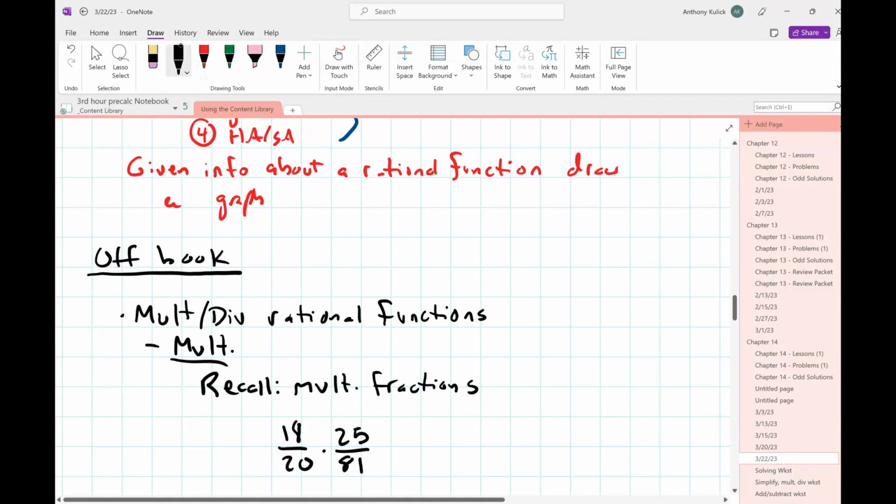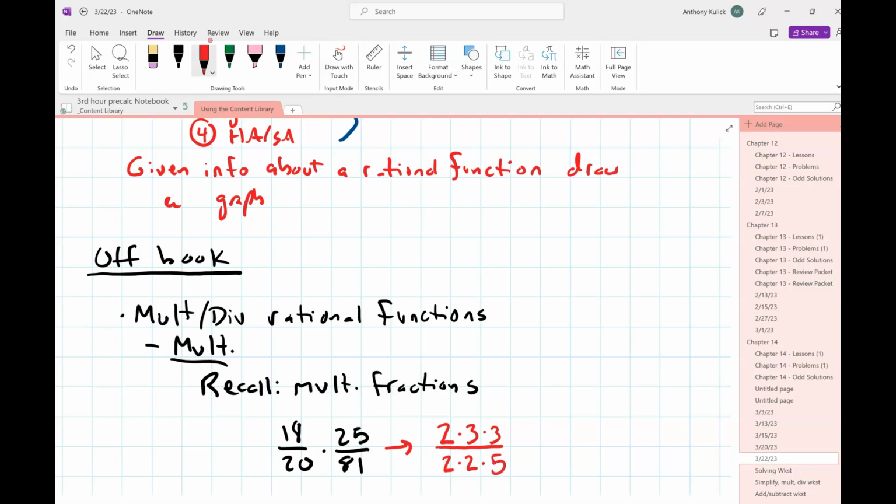Let's say we want to do 18 over 20 times 25 over 81. Yeah, we want to reduce first and reduce as we multiply, correct? So I'm going to rewrite this as a prime factorization. So 18 is 2 times 3 times 3. 20 is 2 times 2 times 5. 25 is 5 times 5. 81 is 3 times 3 times 3 times 3.